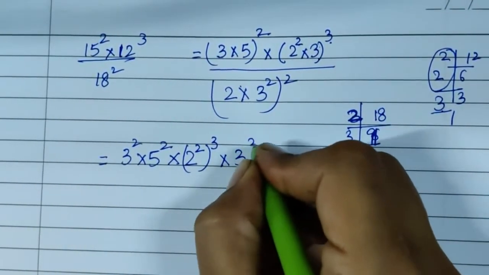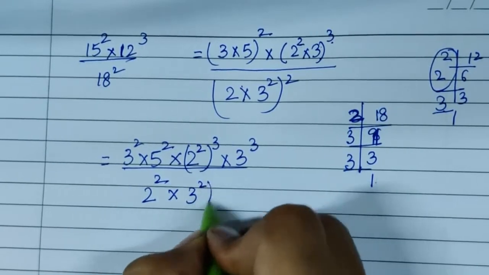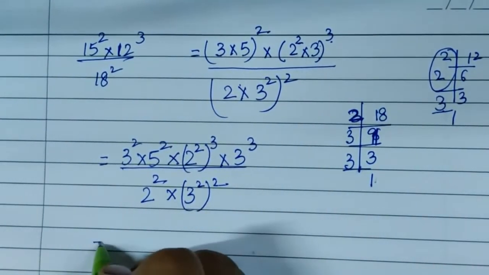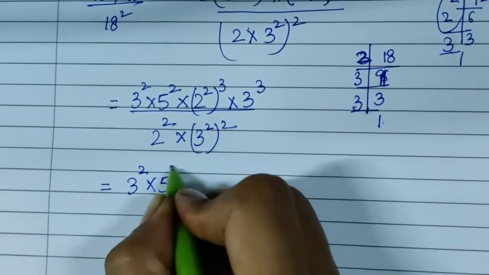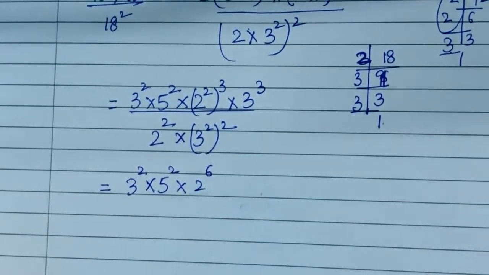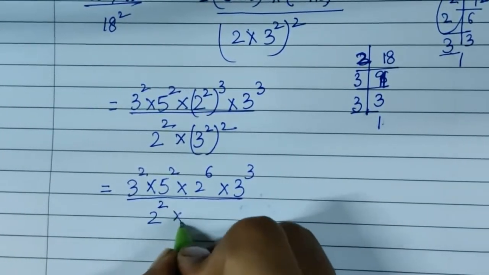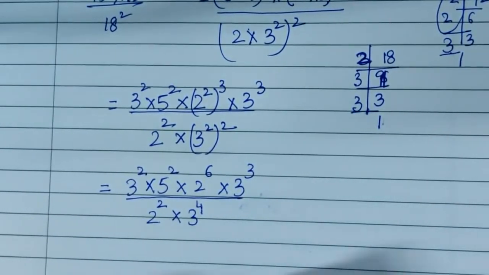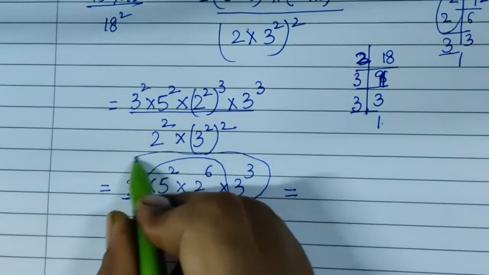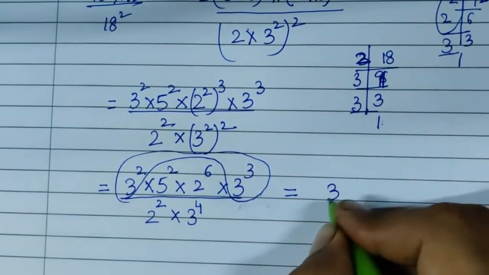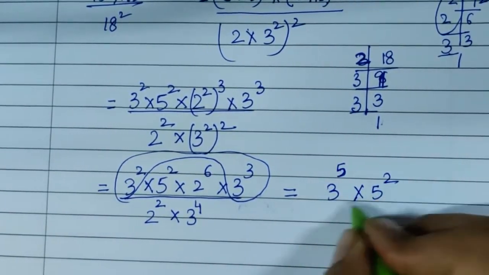Then 3 raised to power 3 upon 2 raised to power 2, 3 raised to power 2, again 2. So what we get? We get 3 raised to power 2 into 5 raised to power 2 into 2 raised to power 6 into 3 raised to power 3, 2 raised to power 2, 3 raised to power 4. So now these two are having same bases and they are getting multiplied. So the powers will get added. 2 plus 3, 5. Rest we can write simple.